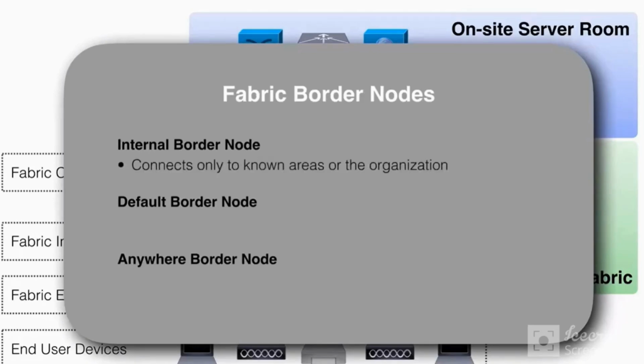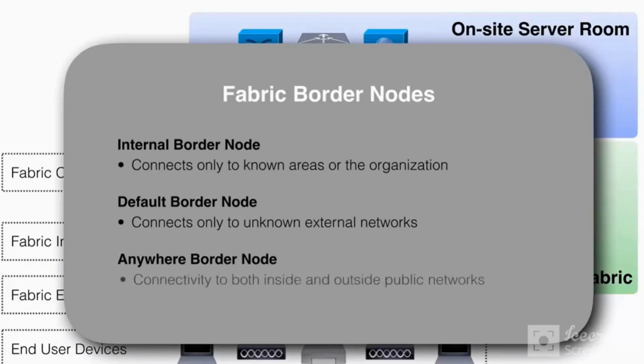Internal border nodes are also referred to as rest of company nodes. They connect only to known areas of the organization. These could be a local data center, a wireless LAN controller, or a firewall, for example. Default border nodes are also called outside border nodes. They connect only to unknown external networks, such as the public internet or a public cloud. This will be configured with a default route pointing to the outside world. And anywhere borders combine internal and default border nodes, offering connectivity both to the inside of the organization and outside to the public internet.